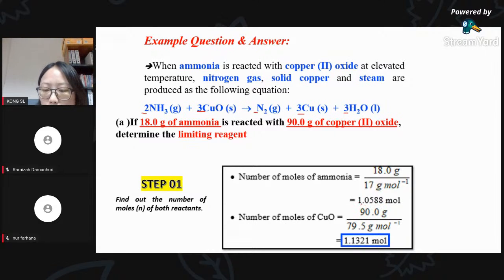4 significant values means 1.0859. That also can, but don't give only 2 decimal places, okay? Because this one is not the final answer yet. Jangan bagi 1.0 cukup lah. 1.0 tu teruk sangat. Okay, dia akan lari. And then this one is 1.1321 mole. Or you can give 1.132 also, no problem. Remember the unit. Okay, I make a box over here because later we are going to use this value.